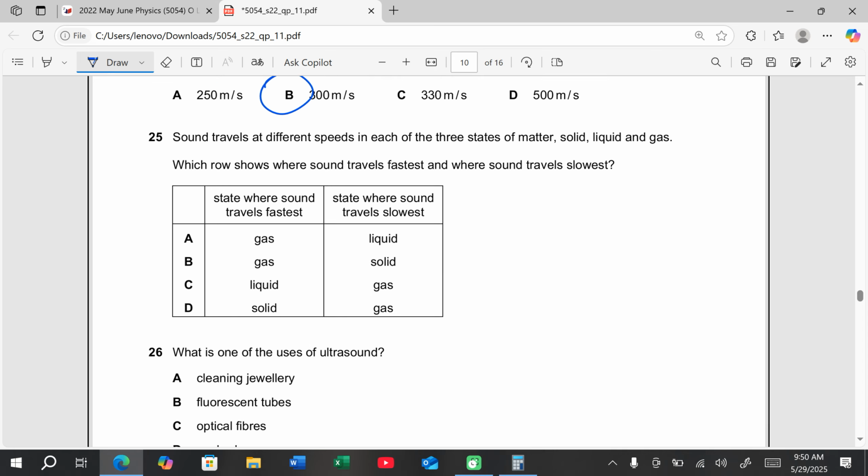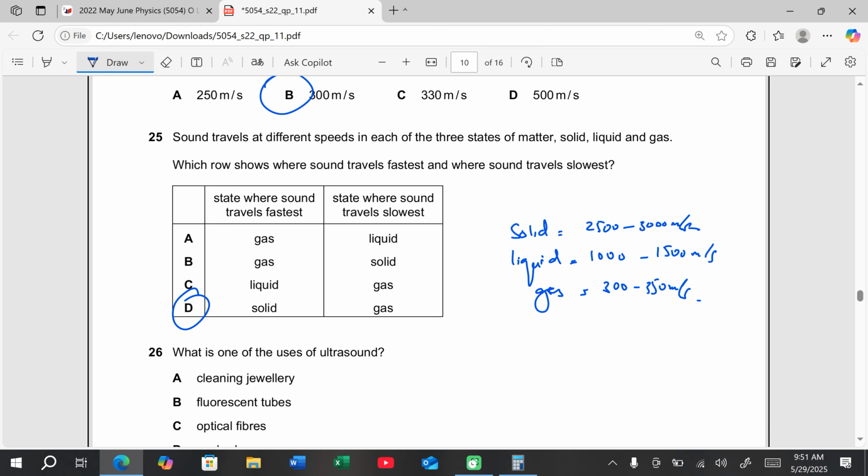Sound travels at different speeds in each of the three states of matter. Which row shows where sound travels fastest? Sound travels fastest in solids, at somewhere around 2500 to 3000 meters per second. In liquids it travels slower than in solids, somewhere around 1000 to 1500. And in gases or air, it travels 300 to 350 meters per second. So this is the order. The state in which it travels fastest is solid, and slowest is gas.